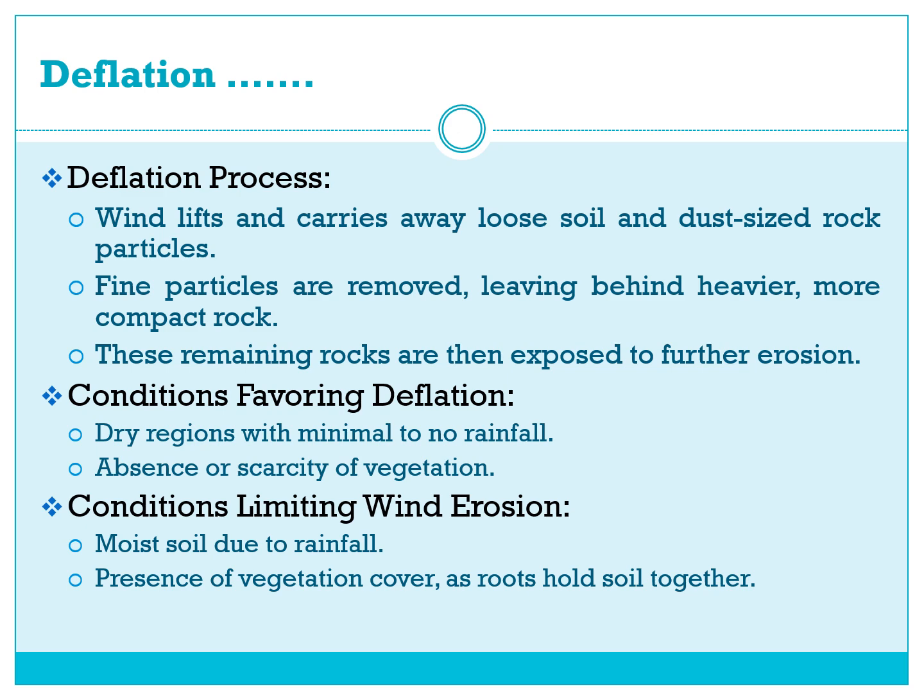Wind deflation can successfully operate in comparatively dry regions with little or no rainfall and absence of vegetation. If the earth's surface is moist due to rainfall or if it be covered with vegetation, its constituent particles are firmly held together and therefore find no chance of traveling along with the wind blowing.